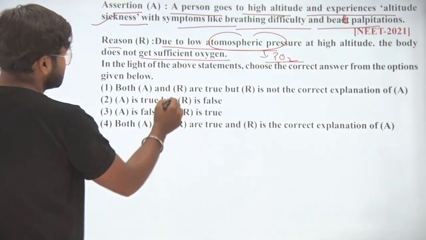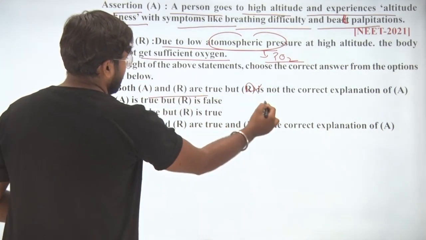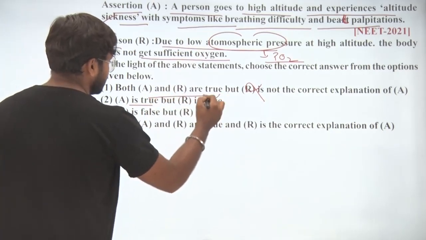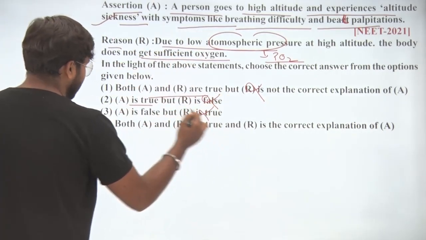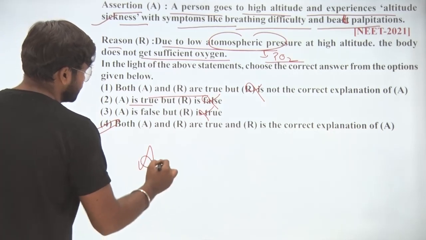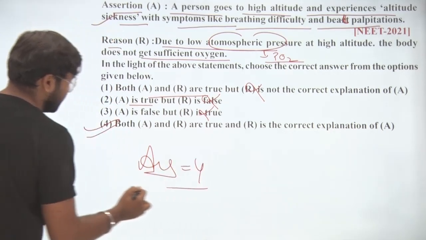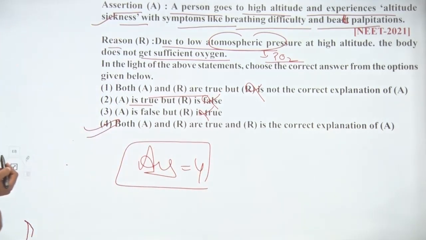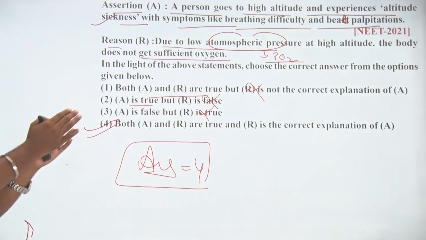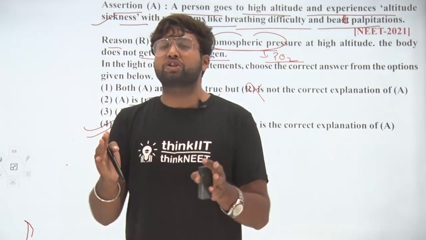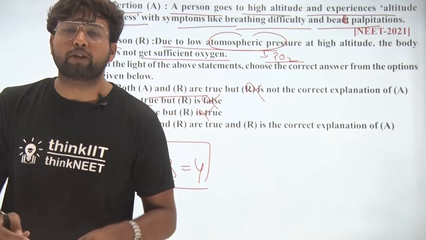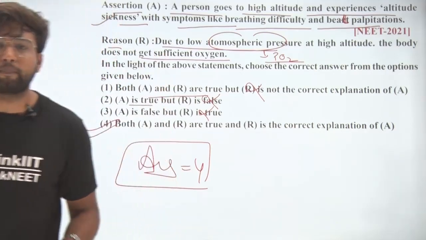So both assertion and reason are true, and the reason is the correct explanation. So the correct answer for your question goes to the fourth one, that both assertion and reason are true, and reason is the correct explanation of A. This question is from the breathing and exchange of gases. Copy down.